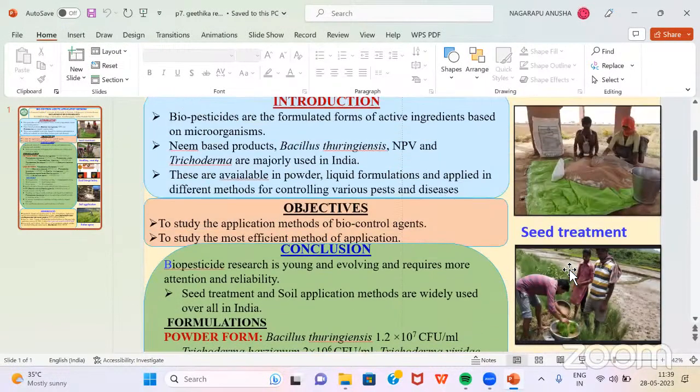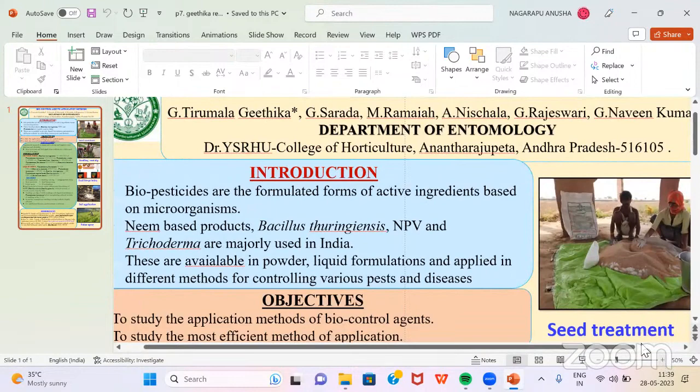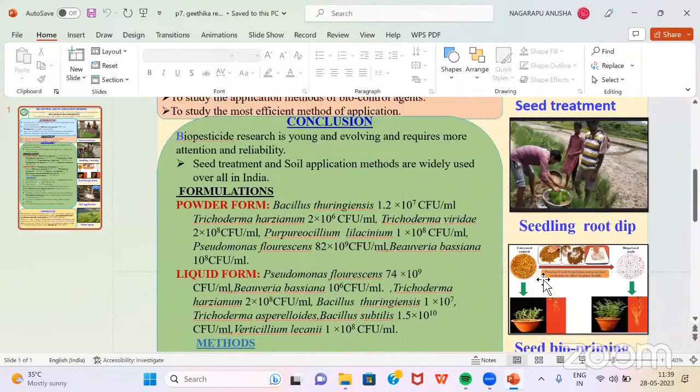Good morning, everyone. My name is G. Tirumal Geetika, MSc first year, Department of Entomology, College of Horticulture, Anantarajpeta. Today, my topic is biocontrol agents and their application methods.